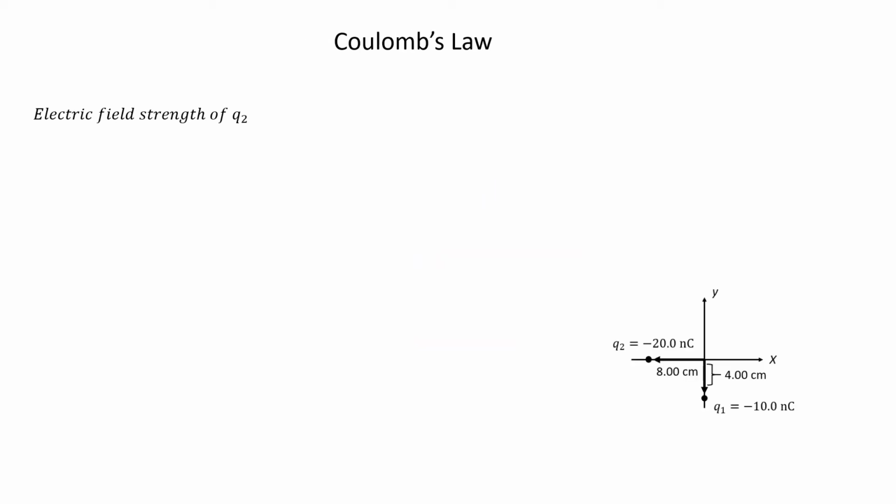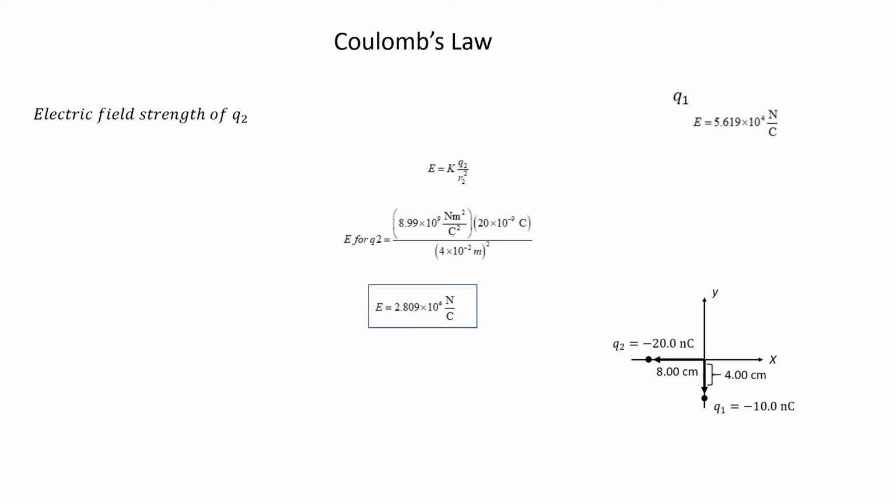We then calculate the electric field strength for Q2 at the origin using the same equation. We see that EQ1 is 5.619 times 10 to the 4th newtons per coulomb, and EQ2 is 2.809 times 10 to the 4th newtons per coulomb. We also see that EQ1 is exactly twice the magnitude of EQ2.